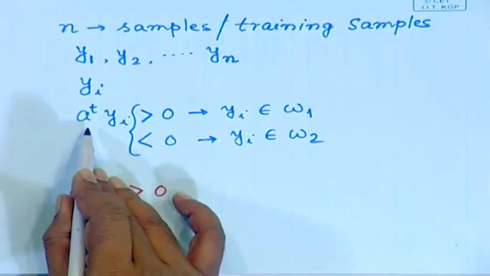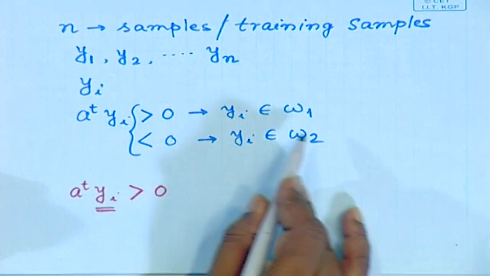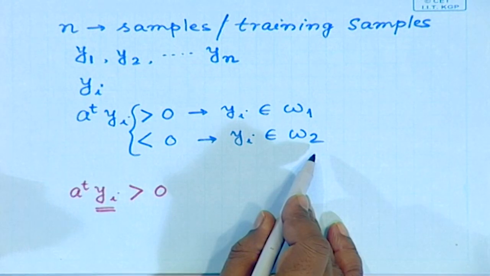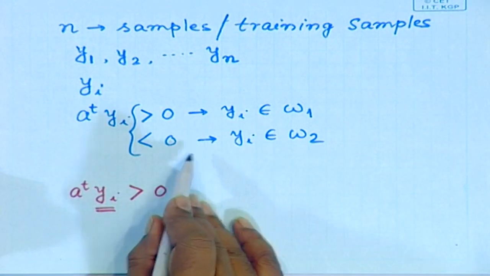So, how can we do that? From here you see that if A transpose y i is greater than 0, then y i belongs to class omega 1. If A transpose y i is less than 0, then y i belongs to class omega 2. So, why do not I do one thing? I take all the samples which are labeled as omega 2 and negate them. Instead of considering y i, I consider minus y i, because I know all the training samples given from class omega 2. So, I simply negate all those training samples.